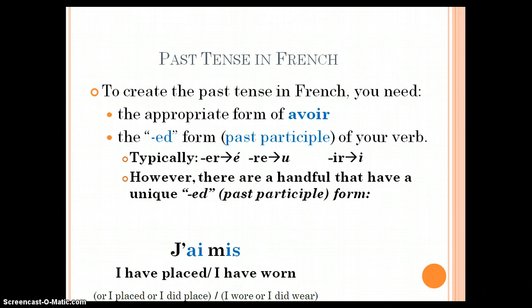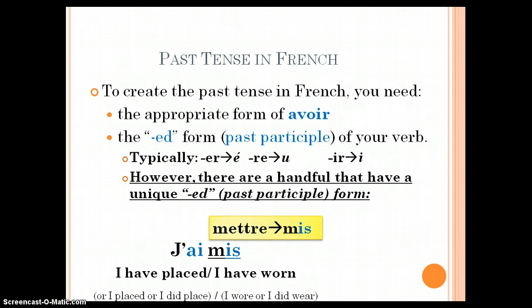J'ai mis. J'ai mis can mean I have placed or I have worn. This verb has several different meanings. To create le passé composé, you need your appropriate form of avoir, which you have, j'ai, as well as your ed or past participle form. Mettre is irregular. It does not follow the standard rules of er to e accent aigu, re to u, or ir to i. Mettre changes simply to mis. So you have j'ai mis.